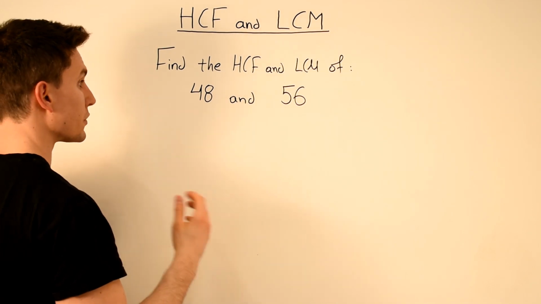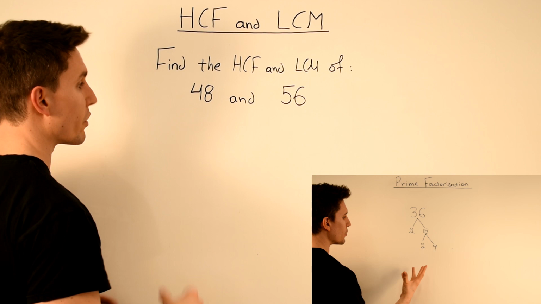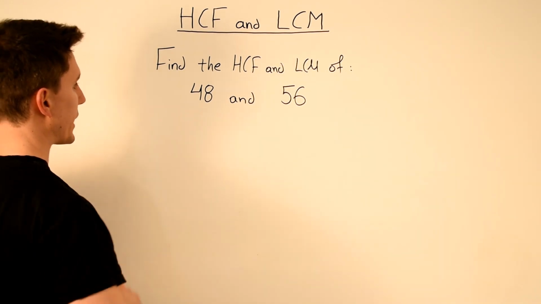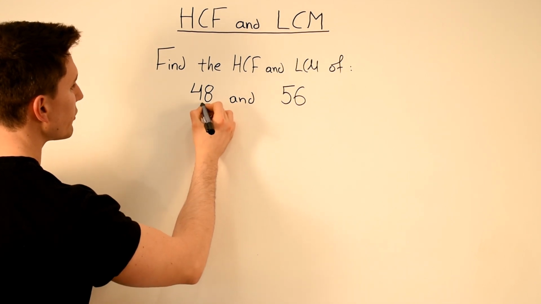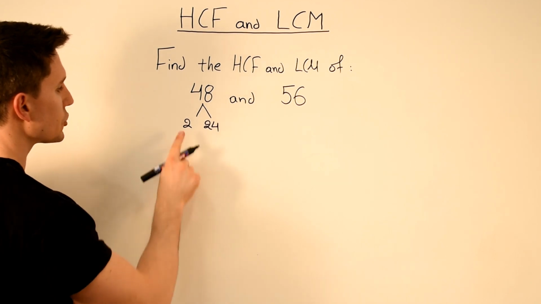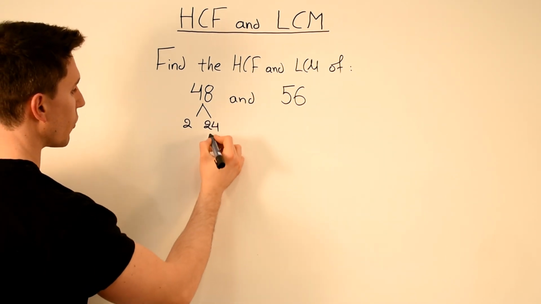If you don't know how to do a tree diagram of a number, you can click on the link below. We've created a video just on that. Let's get started with 48. 48 can be written as 2 times 24. Now 2 is a prime number, it can't be broken down anymore. Let's have a look at 24.